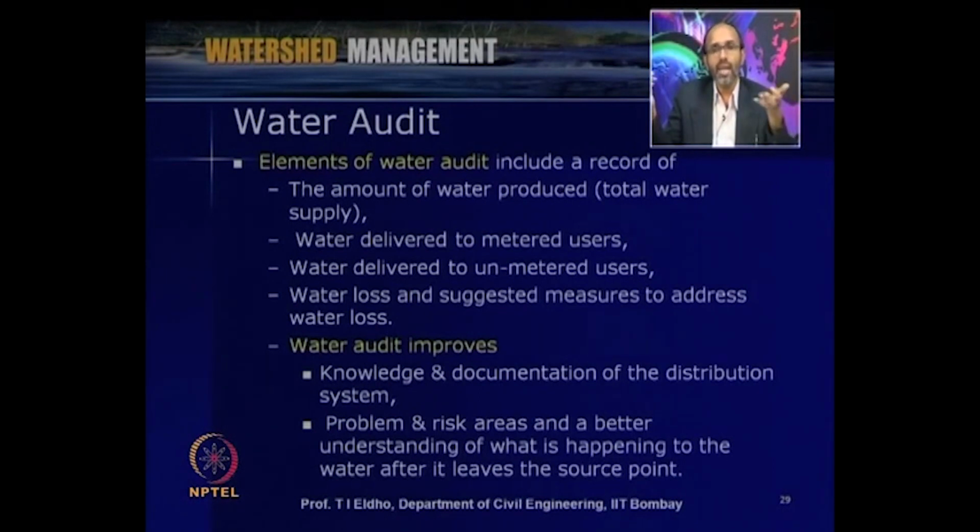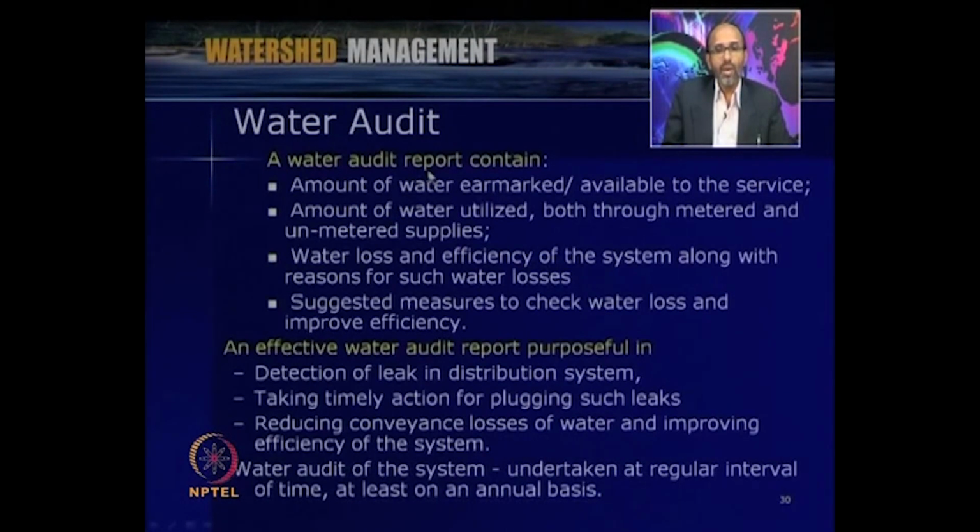So, all these say an effective water conservation will be possible through an appropriate water audit. The water audit report contains the amount of water earmarked available to the service, the amount of water utilized both through metered and unmetered supplies, then water loss and efficiency of the system along with the reasons for such water losses, then suggested measures to check water loss and improve efficiency. So, overall theme is to improve the water use efficiency by water auditing.